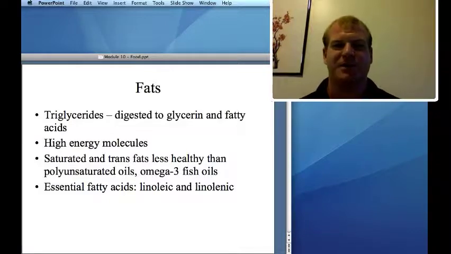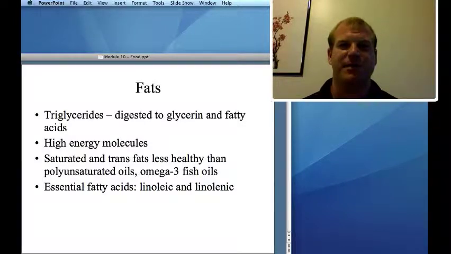Let's talk about fats. As we learned before, fats are triglycerides, so our body breaks them down into glycerin and fatty acids. Fats are one of the primary nutrients for us. These are high energy molecules, so we can get a lot of energy from fats. In general, the polyunsaturated fats are healthier than the saturated fats and the trans fats. Saturated fats are found primarily in animal sources. Polyunsaturated fats and omega-3 fats are found primarily in vegetables and fish. There are some exceptions, though. For instance, coconut. Coconut is a plant, but it has almost entirely saturated fats.